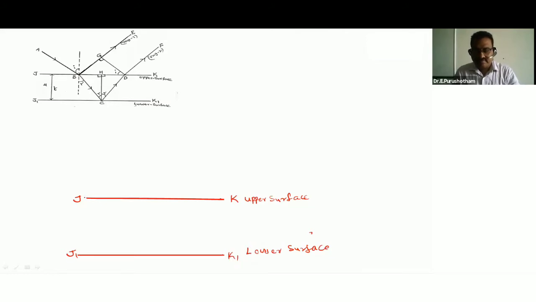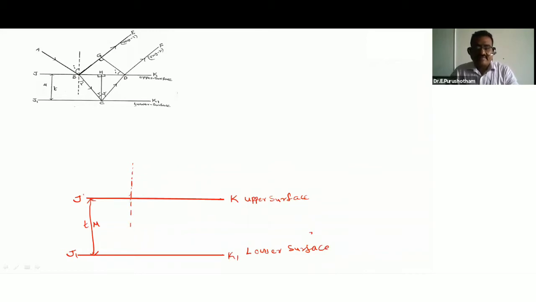So here this is small t, that is the thickness of this thin film. Mu is the refractive index. Here, this is the normal line. You can observe this is the normal line.